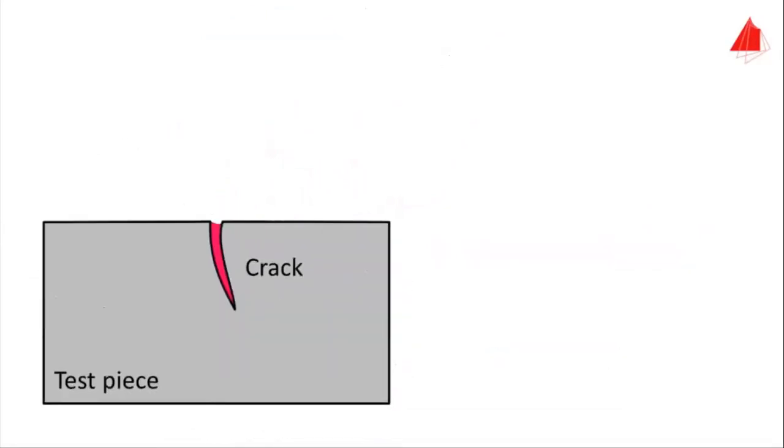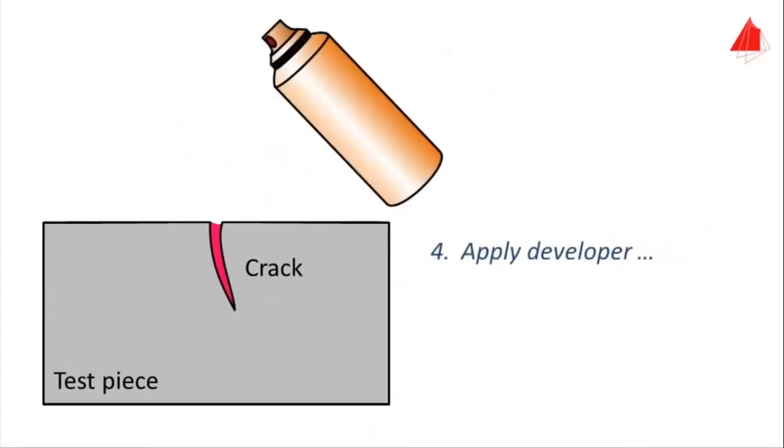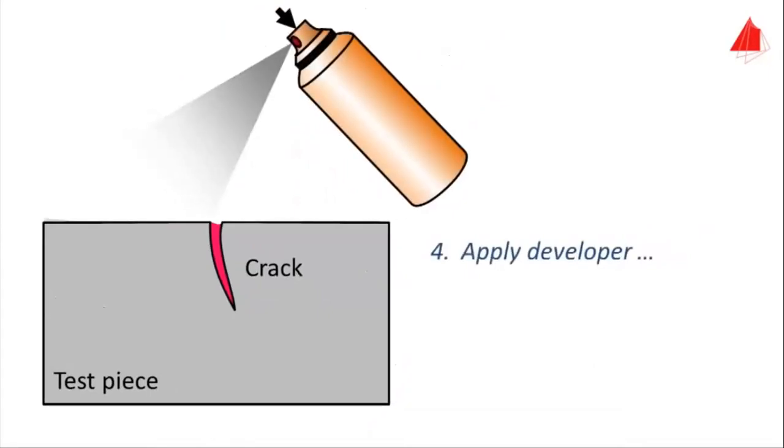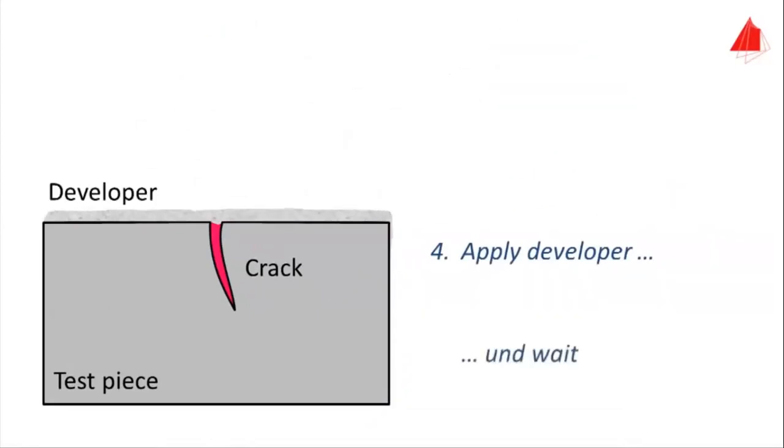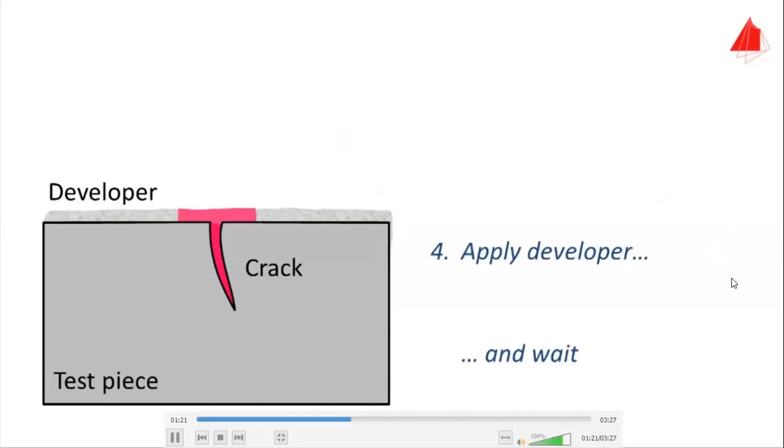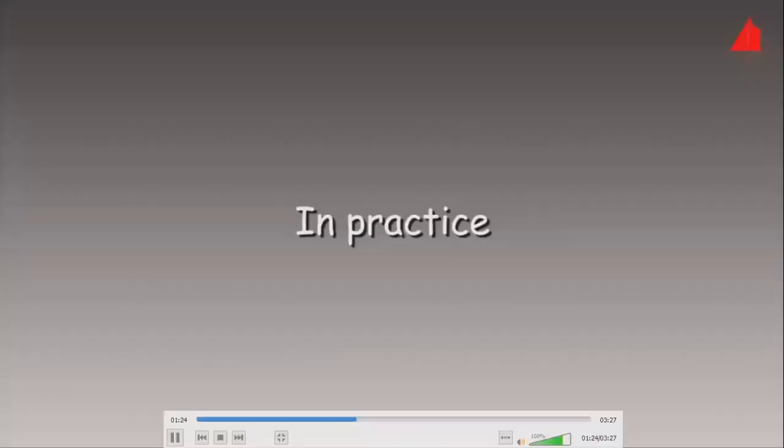Now, the fourth step. After drying the test piece, a developer is applied onto the surface. The developer is a fine-grained white powder suspended in a liquid. It forms an even coating on the surface. After drying, it draws penetrant from the crack out onto the surface. The location of the crack is indicated clearly on the surface. And this is how it is carried out in practice.